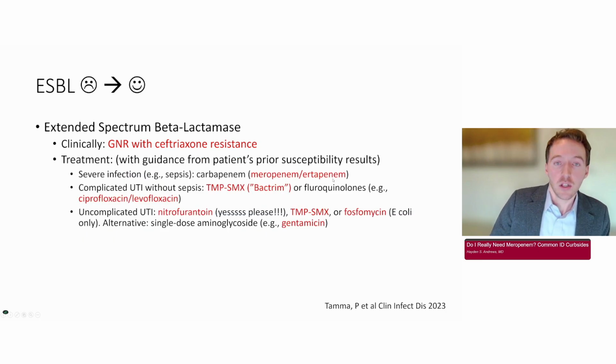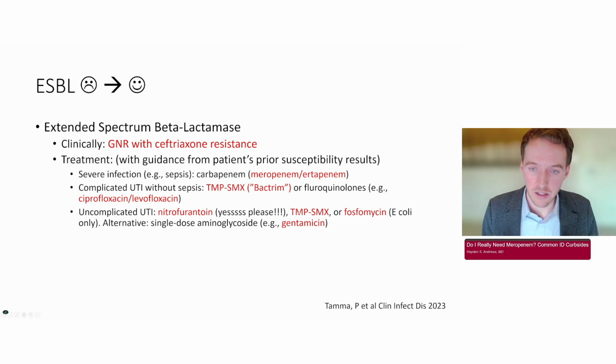Okay. So thinking about ESBL, we've clinically defined it as a gram-negative rod with ceftriaxone resistance. So why is it so important to first look at that ceftriaxone? Because that then informs your next choices.